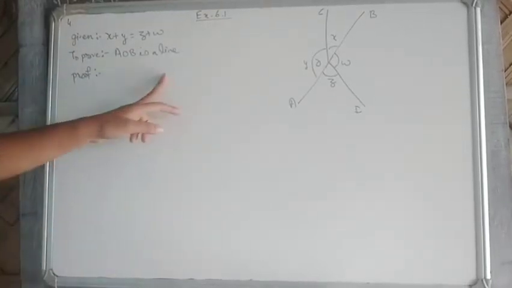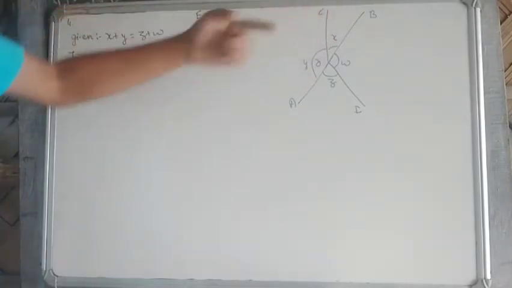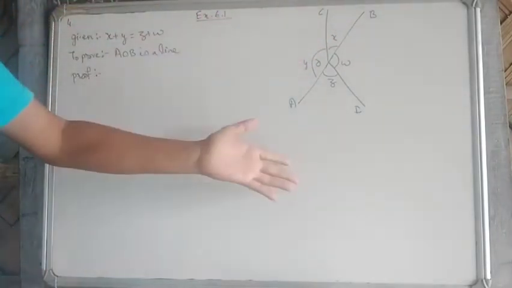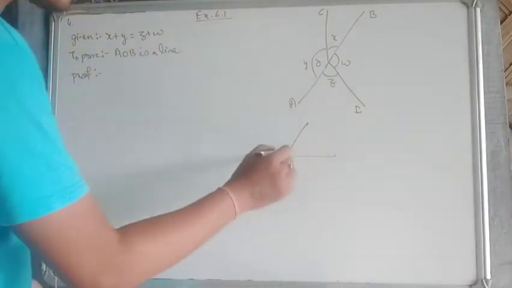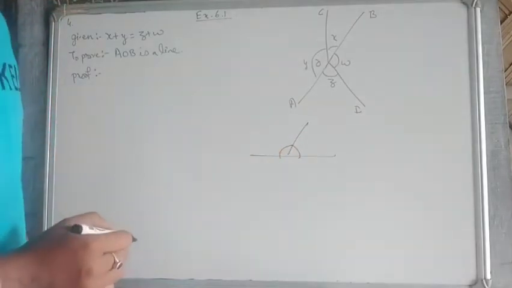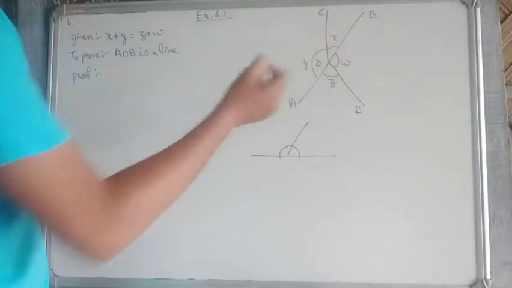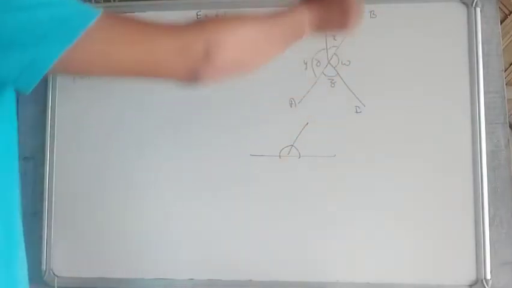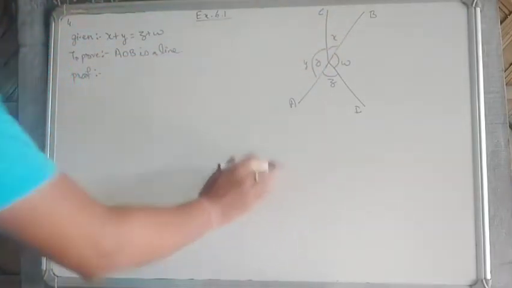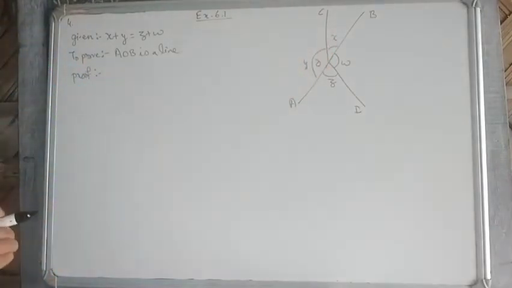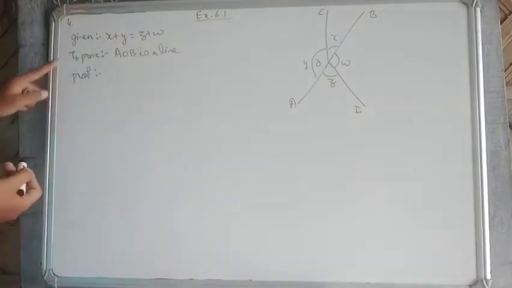To prove AOB is a line, see, what we used to do earlier is that if something is a line, that means the angle used to be 180. Suppose it is a line, so the angle of this and this used to be 180, isn't it? So if I somehow prove this is 180, that means angle X and angle Y is 180, so that means it is a line. So what that means is, X plus Y I have to prove equal to 180. So this is what is given and this is what we have to prove.